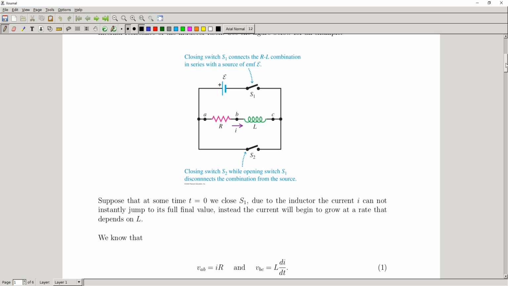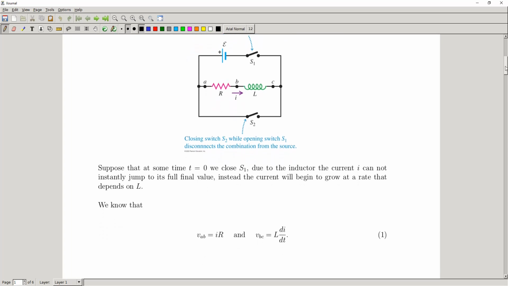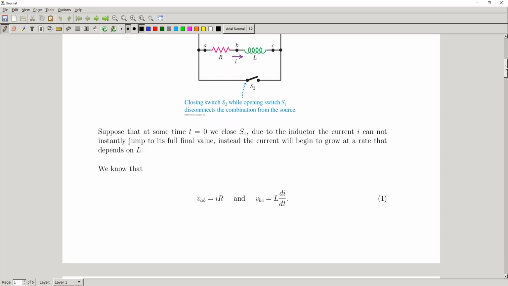So let's start off taking a look at this loop here. We know that the potential drops across AB and BC are going to be given by these expressions here. This is just V equals IR from several chapters ago or from previous courses. And this is our new expression for our potential drop across our inductor, right? So we have those two potential drops.